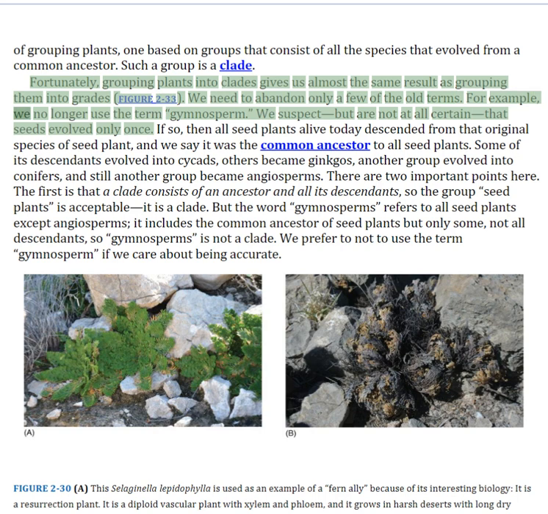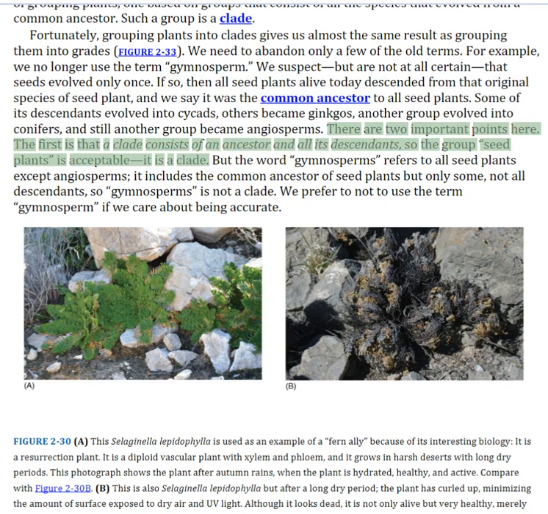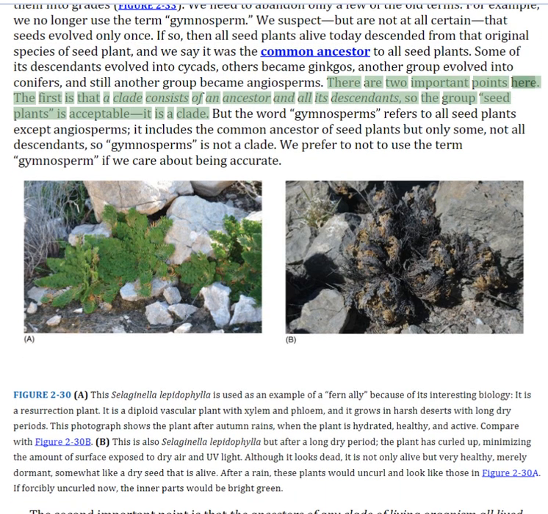For example, we no longer use the term gymnosperm. We suspect, but are not at all certain, that seeds evolved only once. If so, then all seed plants alive today descended from that original species of seed plant, and we say it was the common ancestor to all seed plants. Some of its descendants evolved into cycads, others became ginkgos, another group evolved into conifers, and still another group became angiosperms. There are 2 important points here.